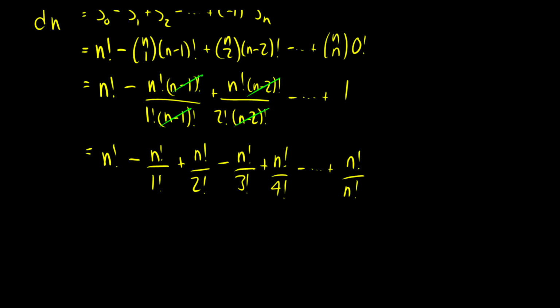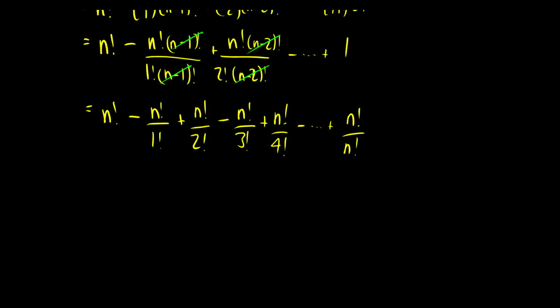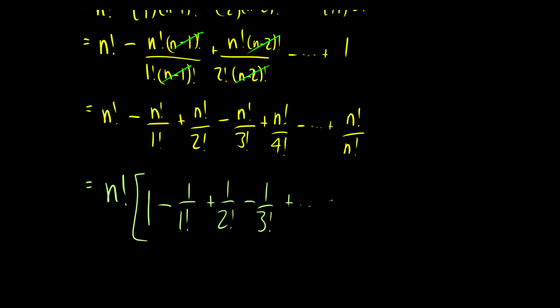Can we simplify this further? Well, of course we can. We can always make things a little bit simpler. Let's just factor out an n factorial. So that's 1 minus 1 over 1 factorial plus 1 over 2 factorial minus 1 over 3 factorial, all the way up to our final term, which will be plus or minus 1 over n factorial. So this right here is the formula for the number of derangements.